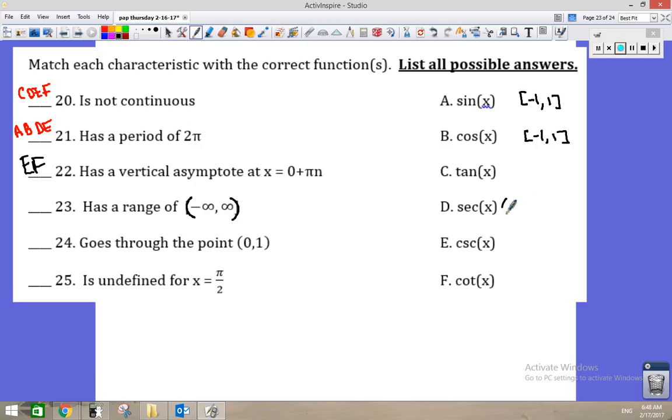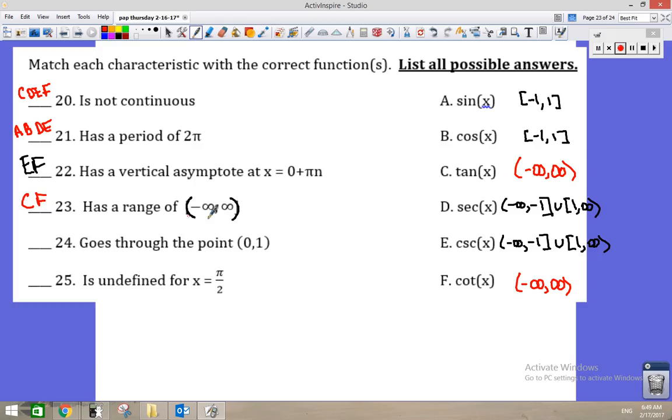The secant is from -infinity up to -1 in union with 1 to infinity. And that's the same for the cosecant. So the two that we're looking for, the two that have a range of all real numbers, are tangent and cotangent. So C and F. And make that correction on your paper as well.